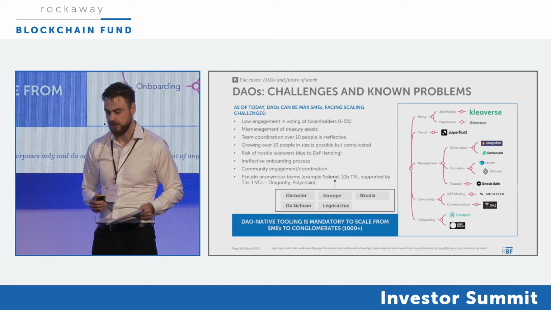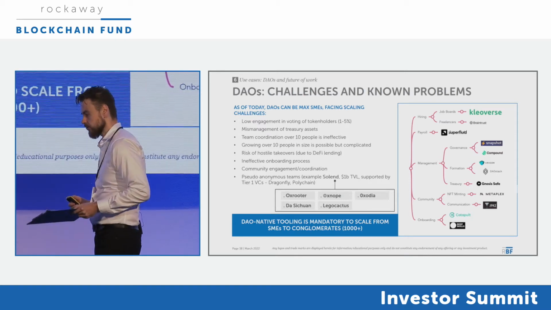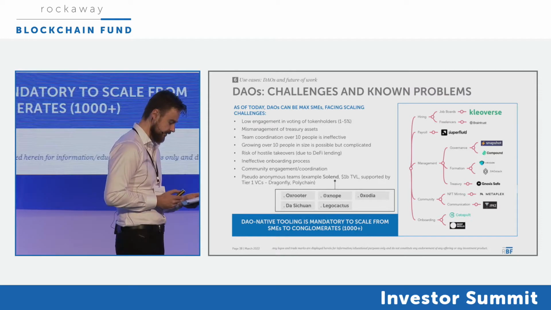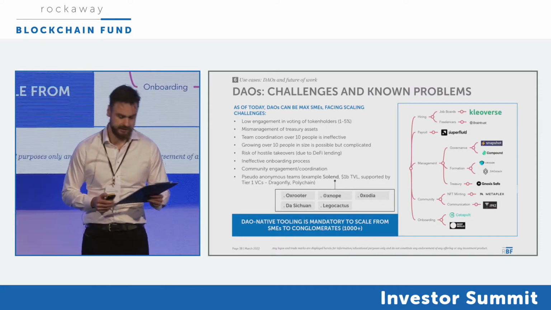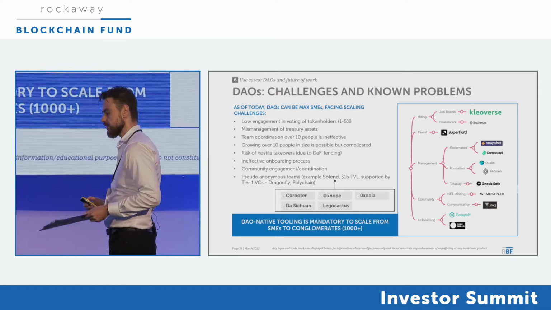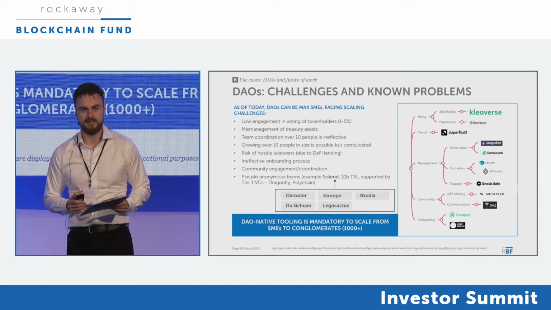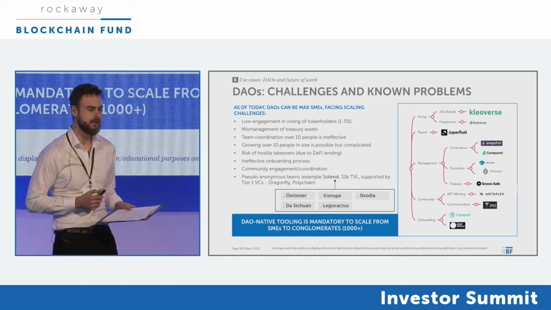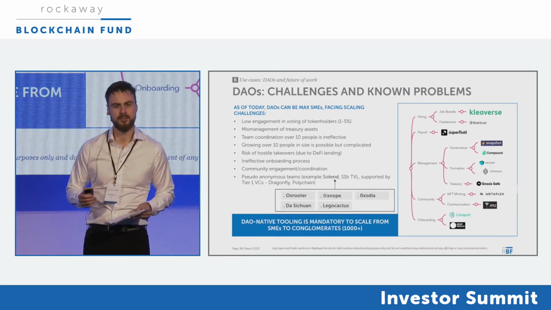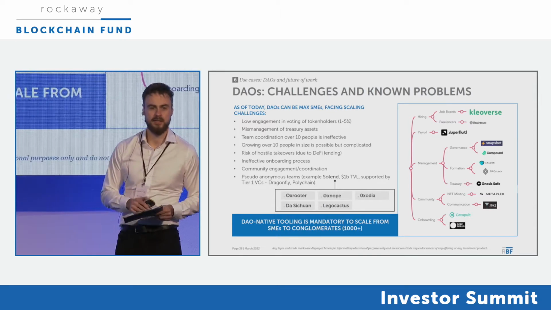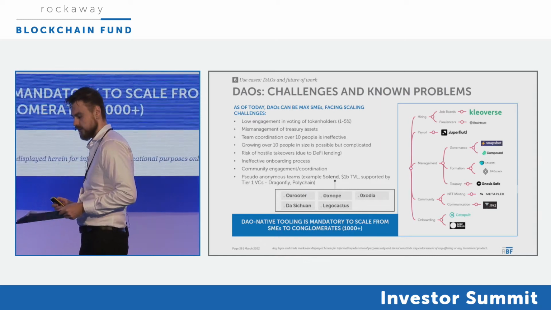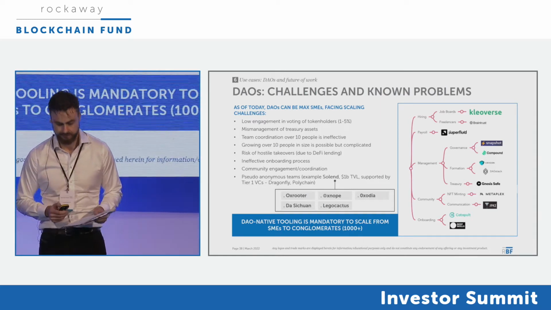There are also other challenges related to operations. Typically, like in traditional companies, we are seeing an ineffective onboarding process. Team coordination is difficult, especially team coordination over 10 people. So currently, DAOs could be compared to SMEs. The participation of full-time contributors is somewhere between 10 to 100 people maximum. Coordinating over 100 people is super difficult and super ineffective.